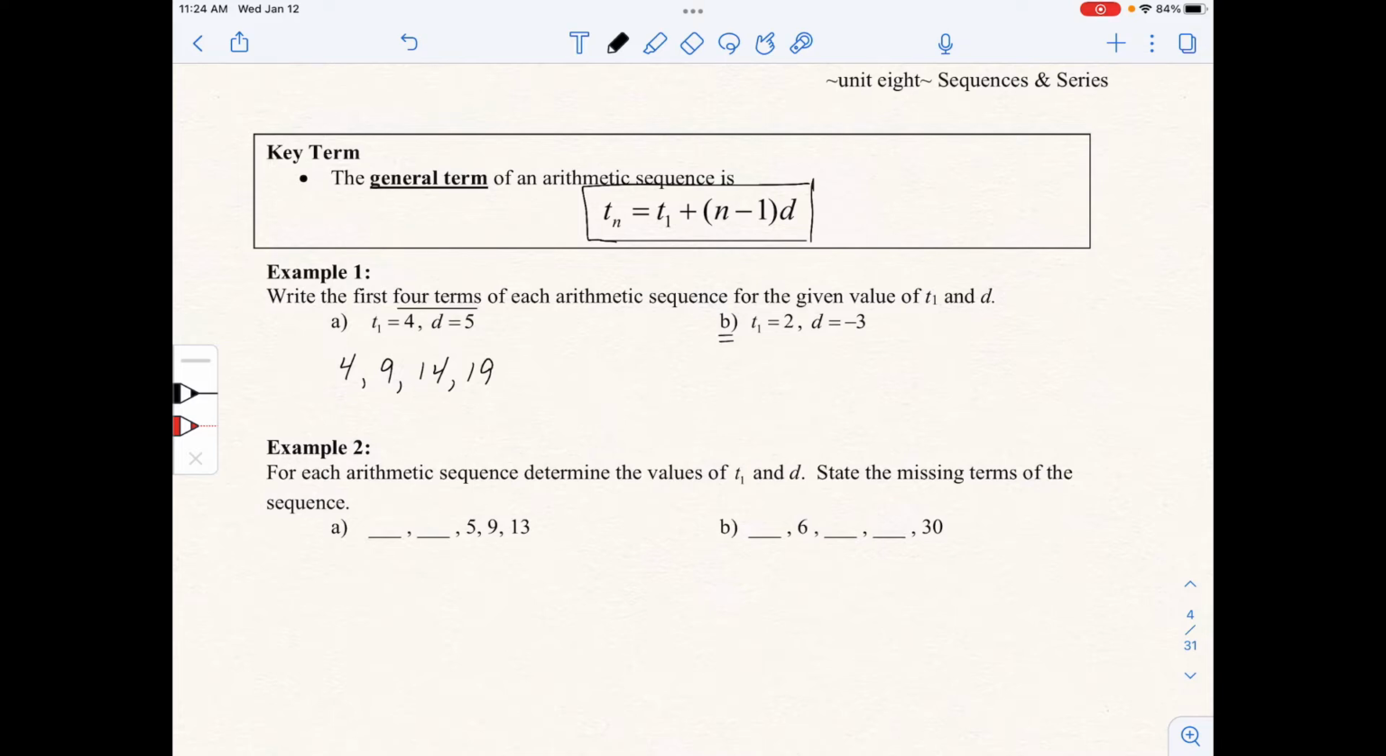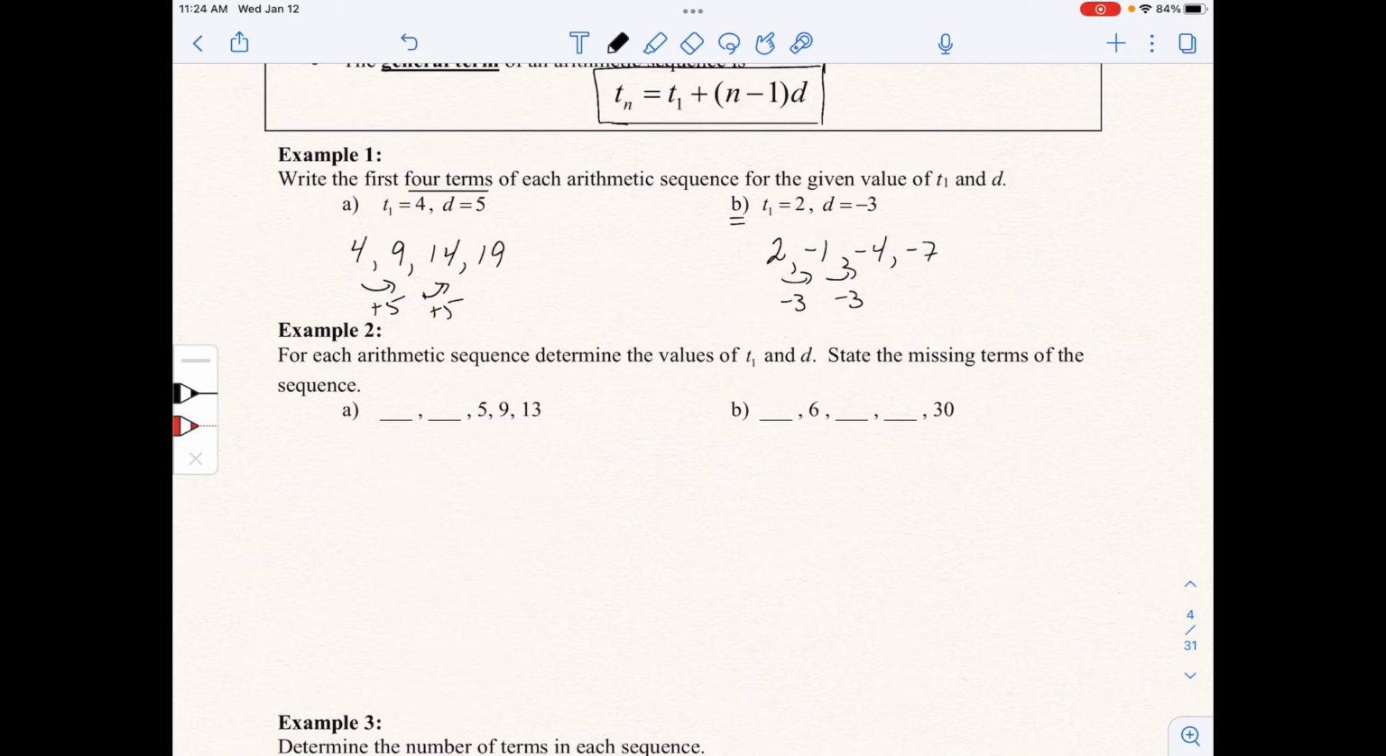Our second example here, our first term is 2, difference of -3. So I'm going to subtract 3 to give me -1. Right here we were adding 5 and adding 5. Here we're subtracting 3 and subtracting 3. So my next term is going to be -4, and the next one is going to be -7.